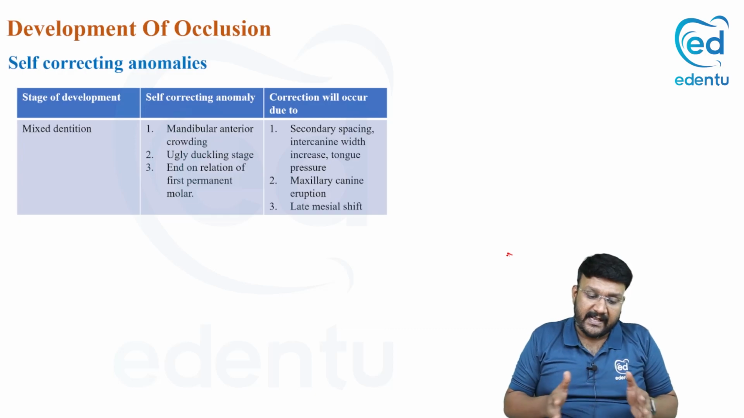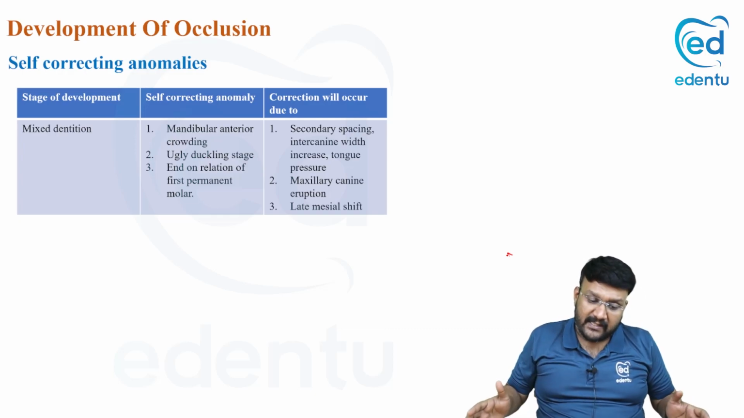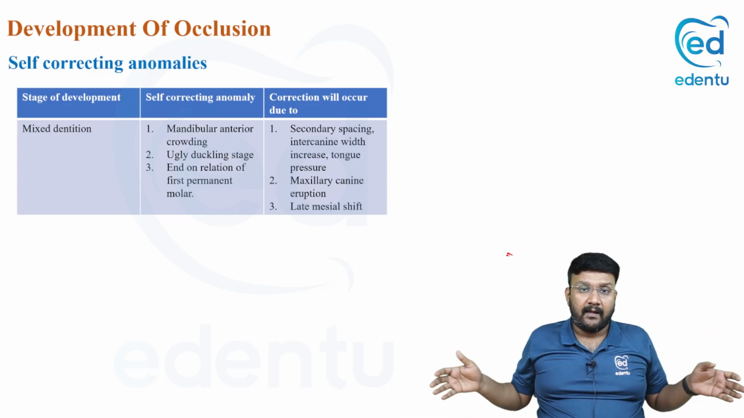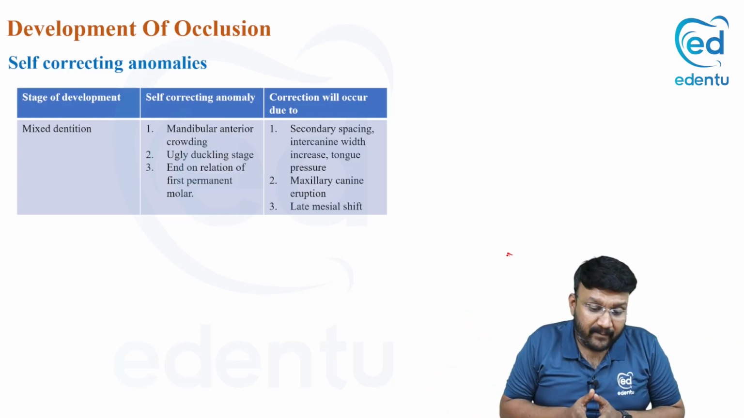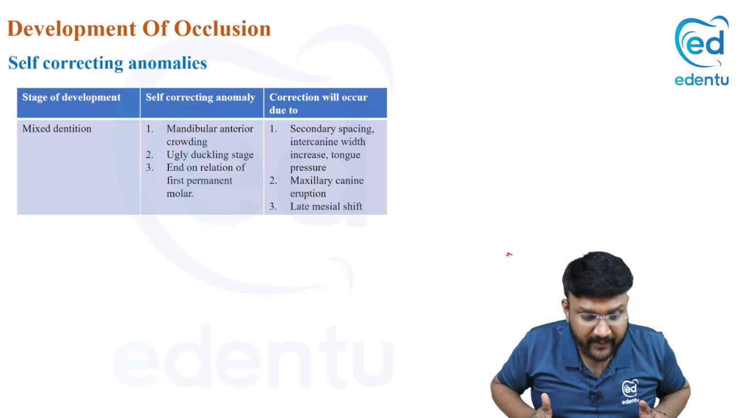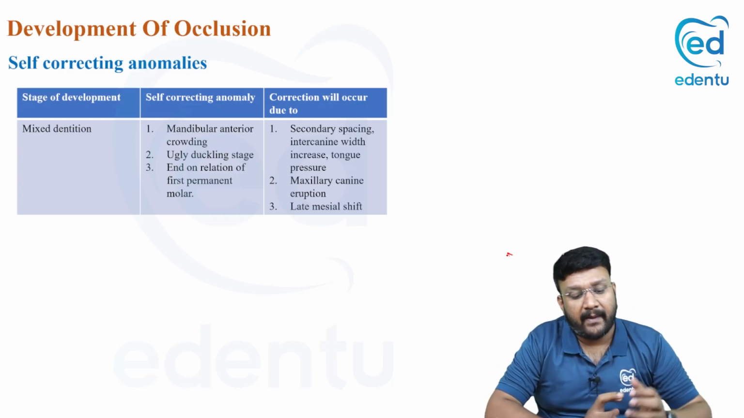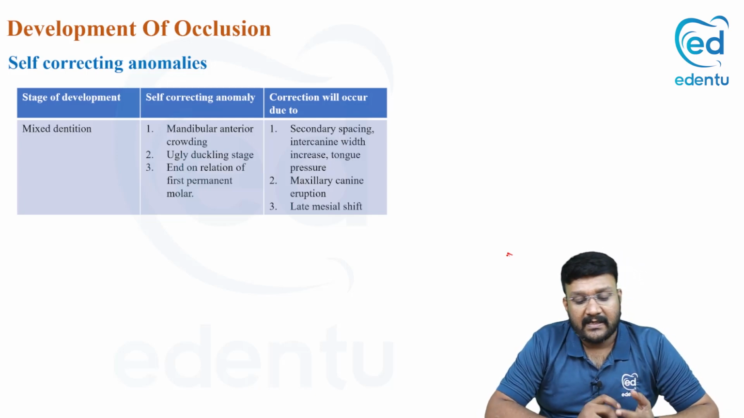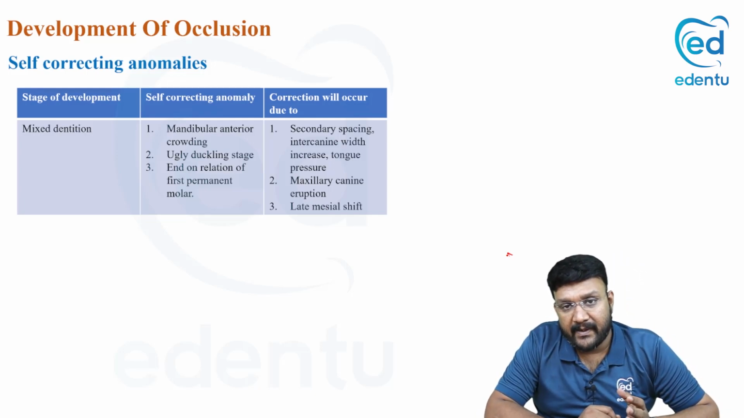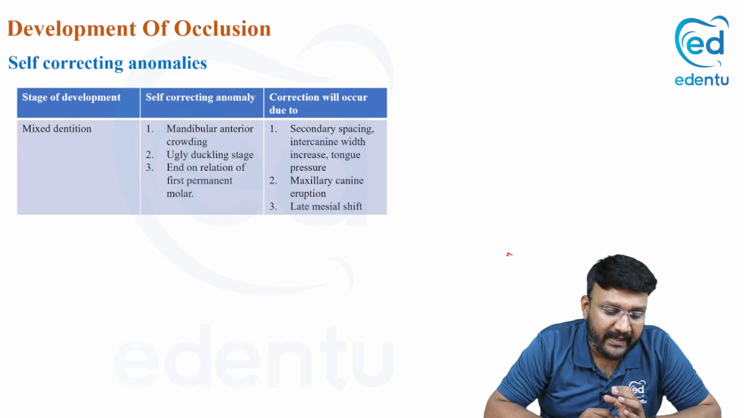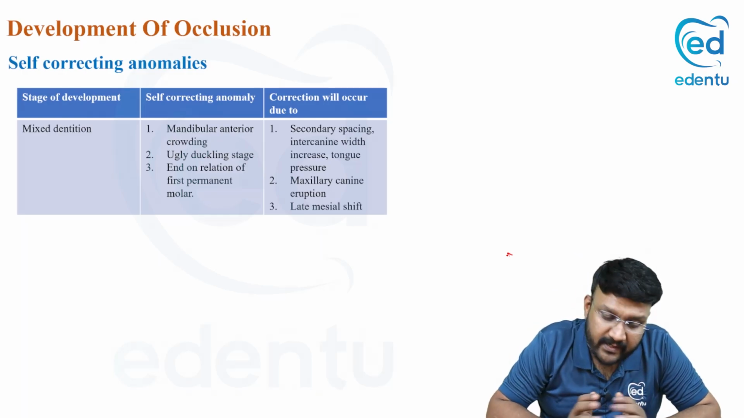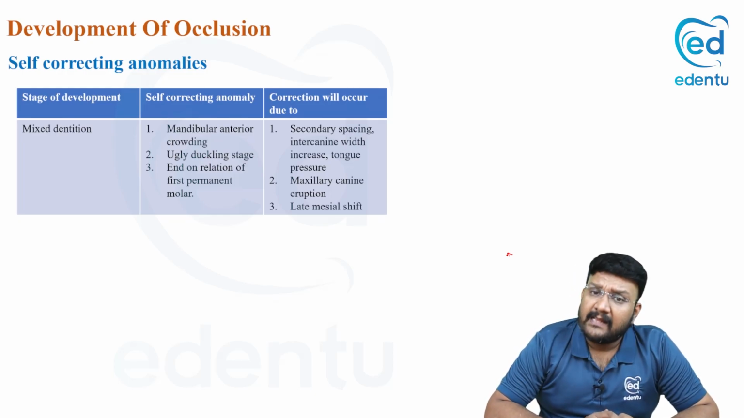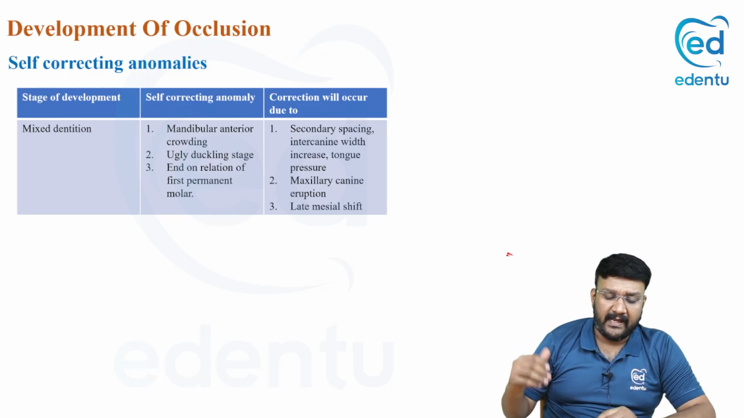So there will be increase in the intercanine width. Secondary spaces usage will be there. That is your leeway space of Nance and primate space. Then the tongue pressure. With these three things, the mandibular anterior crowding will be corrected. Second is ugly duckling stage. Once the maxillary permanent canine erupts properly, the ugly duckling stage will be taken care of. That will be closed. That will be corrected. And end-on relationship of the first permanent molar, that will be corrected by the late mesial shift.